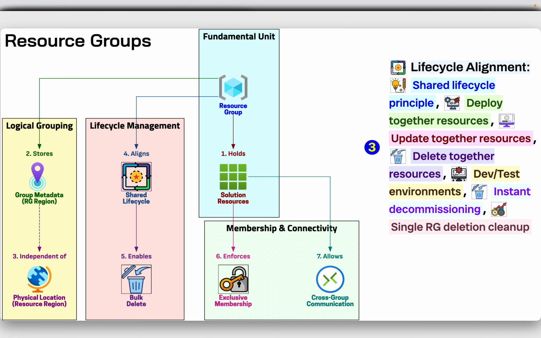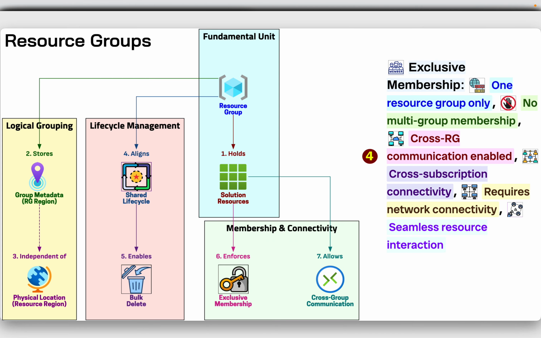The primary design principle for resource groups is shared lifecycle. Resources that are deployed, updated, and deleted together should be grouped together. This is crucial for environments like dev or test, where an entire resource group can be deleted to decommission the environment instantly. A resource can exist in only one resource group at a time. However, resources can communicate across resource groups and subscriptions seamlessly, provided network connectivity exists between them.